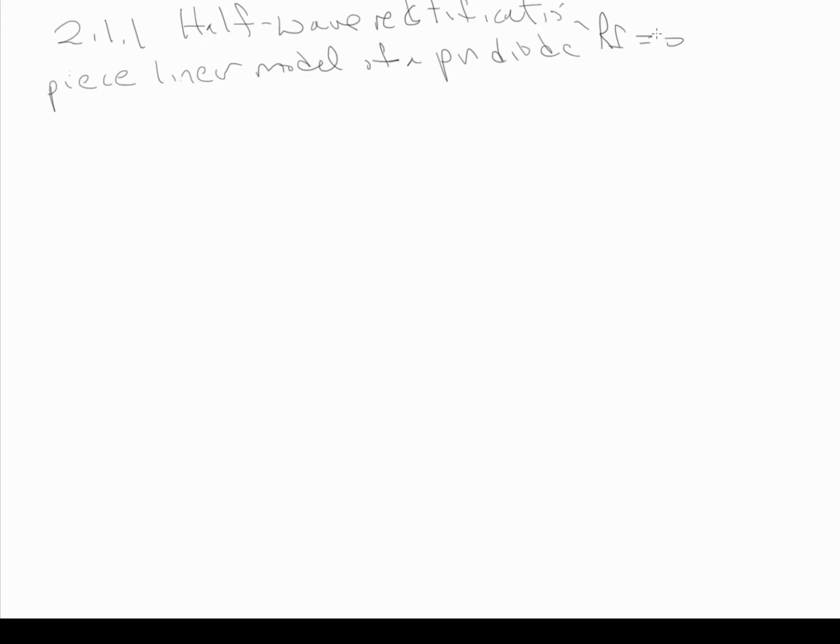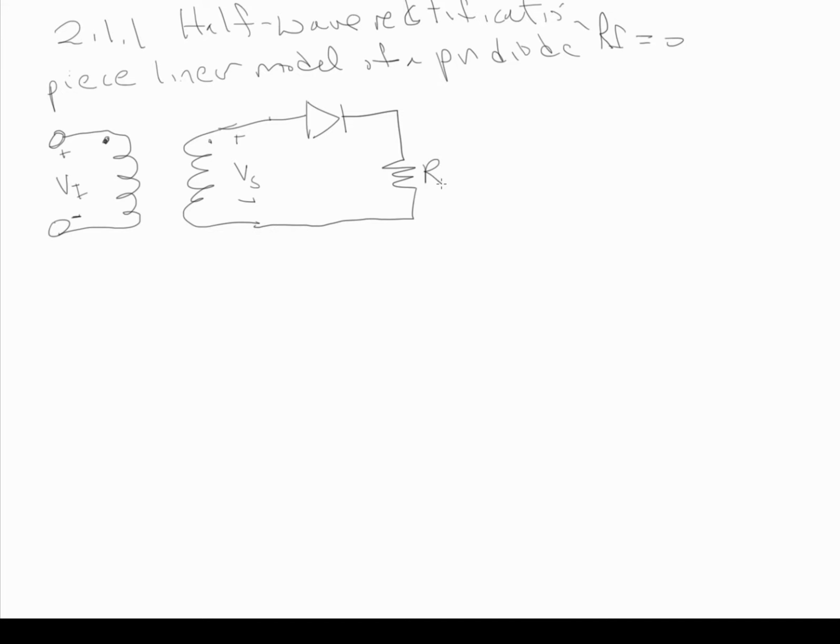And so they present in the book a model for that. We have our transformer, and this is our input, and we'll call it VI. Then we have the other part of the transformer, we'll call this VS, that goes into our next stage. And then we have our diode, our p-n junction diode. And then a resistor, which we're representing any generic load. And then our output is taken over the load. So this is plus minus V out.